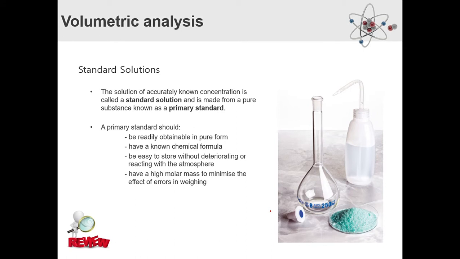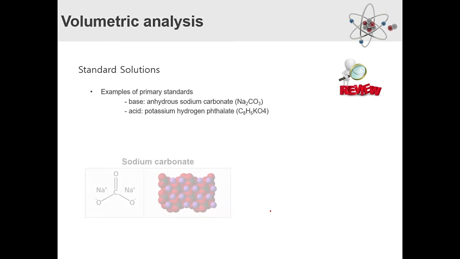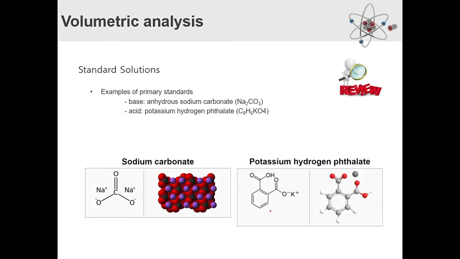And it also must have a high molar mass to minimize the effect of errors in weighing. We will cover errors later. Also, it should be cheap. Okay, so examples of standard solutions include anhydrous sodium carbonate, which is this, and potassium hydrogen phthalate, which I have never seen before in my life, so I have no idea why.